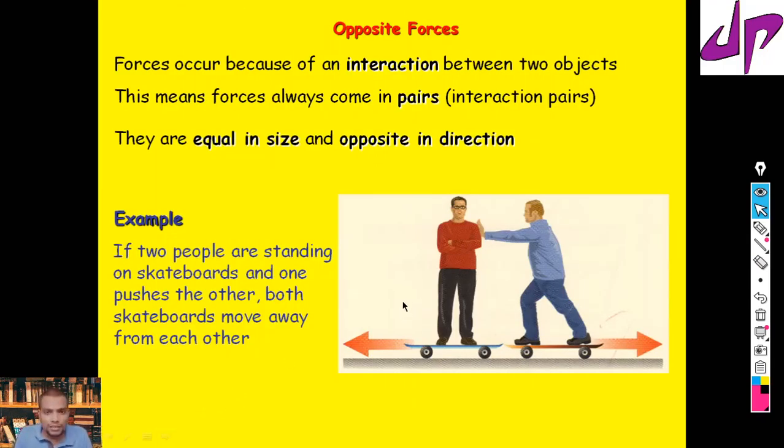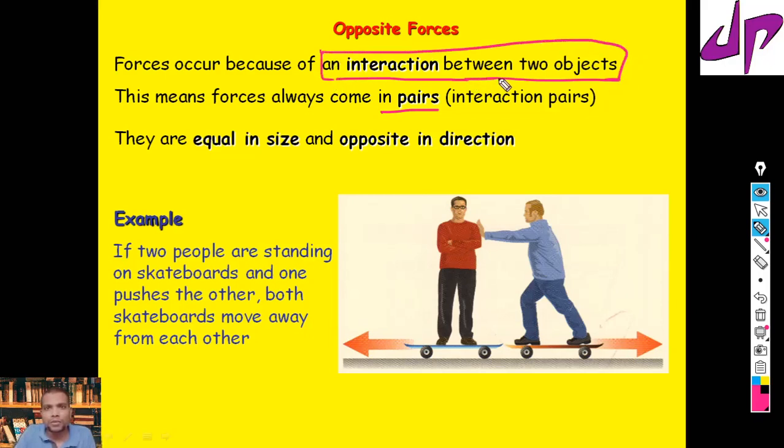Now let's see in detail about force. This is a very important point: force always comes in pairs. Force is caused by an interaction between two objects, so to apply a force, we need two objects. We cannot apply force on one object.